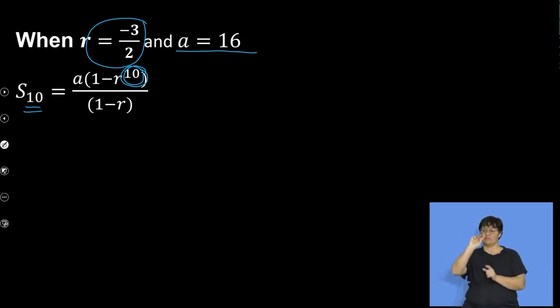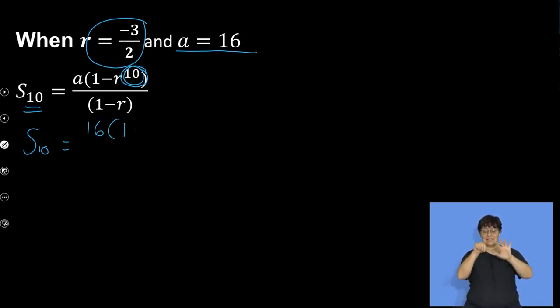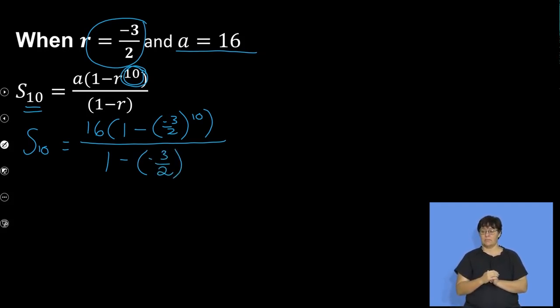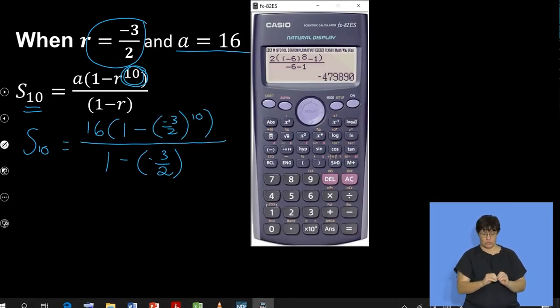So when r is equal to negative 3 over 2 and a is 16, the sum of the first 10 terms will be equal to 16 times 1 minus negative 3 over 2 to the power of 10. This will all be over 1 minus negative 3 over 2. So we're going to now type this all into our calculator to determine the sum of the first 10 terms.